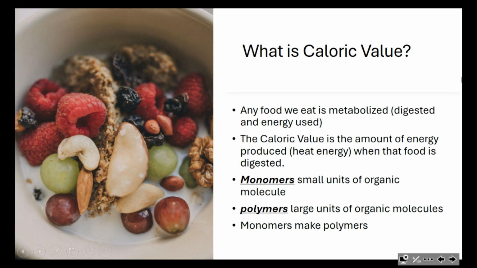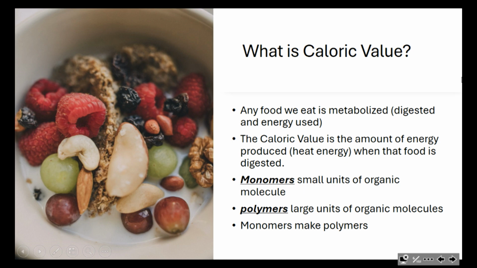Poly is a prefix that means many, okay? So anytime you hear a word that has that prefix poly in it, it usually has a lot of small units inside of it. The words that we're going to be using for this unit are monomers and polymers. Monomers are small units of organic molecules, and polymers are large units of organic molecules that are made of many different monomers. Okay, and we'll talk about that a little bit later on.